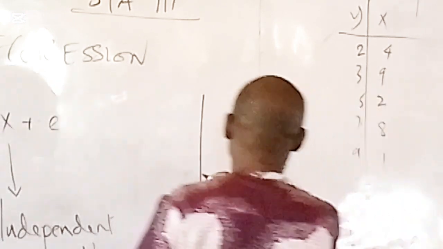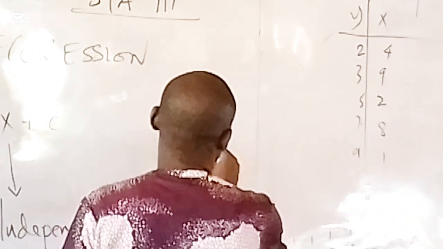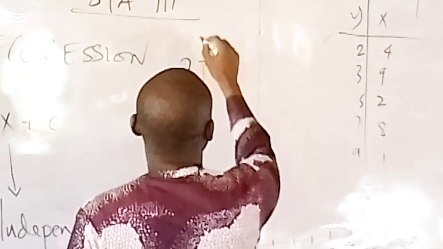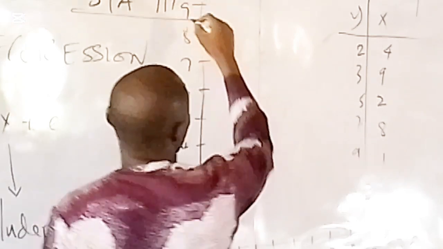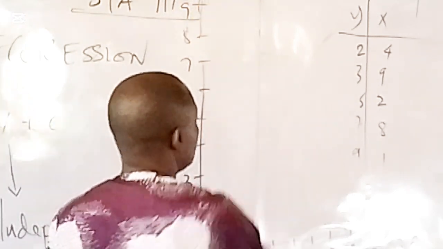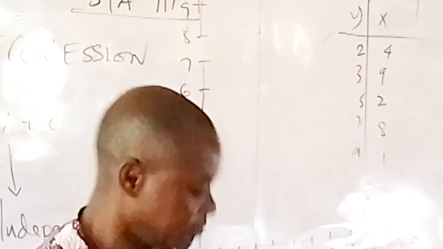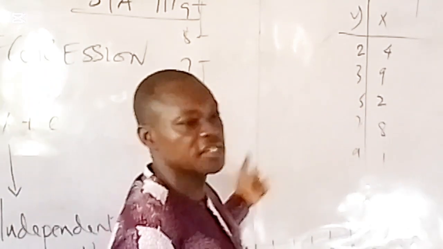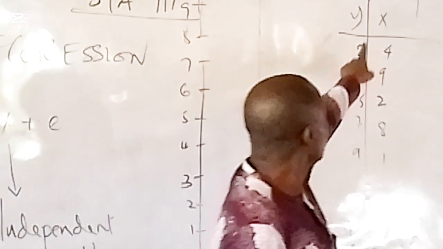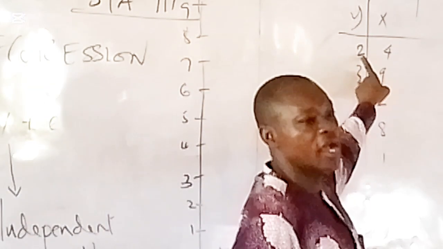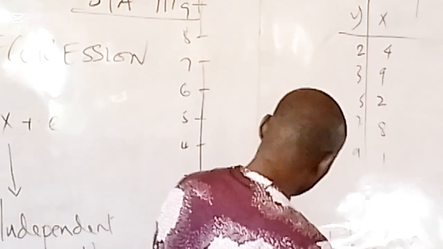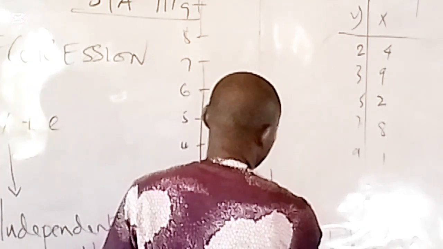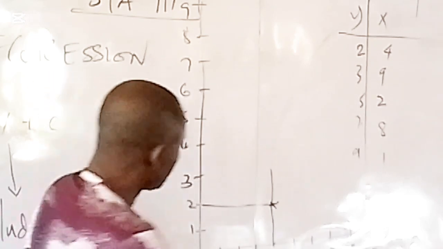So we have 3, 4, 5, 6, 7, 8, 9, and so forth. Remember, this is y. Now, it means that you have presented this information in this graph. When x is 4, what's the value of y? You go to where x is 4, and trace to where we have 2. They will meet at this point.